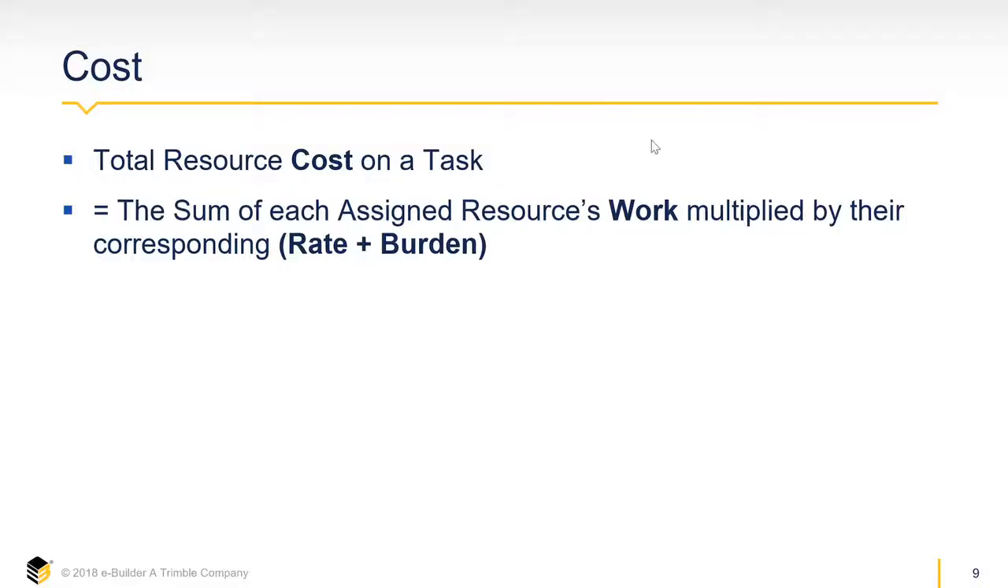Now we're going to look at the cost column. The cost column is the total resource cost on a task. And how that is calculated, we take the sum of each assigned resource's work multiplied by their corresponding rate plus burden.